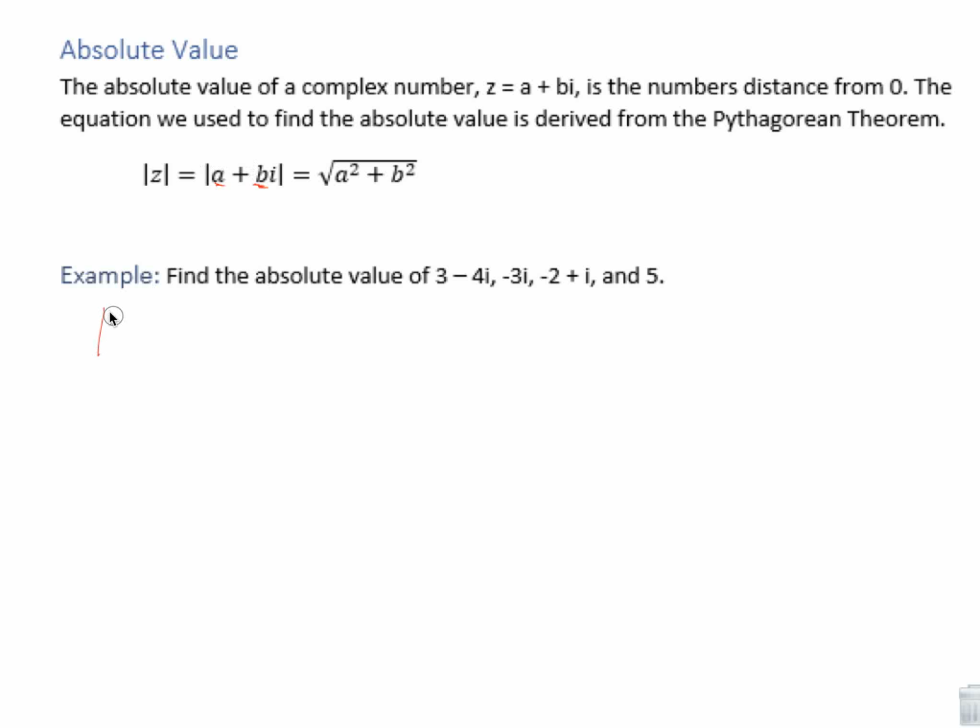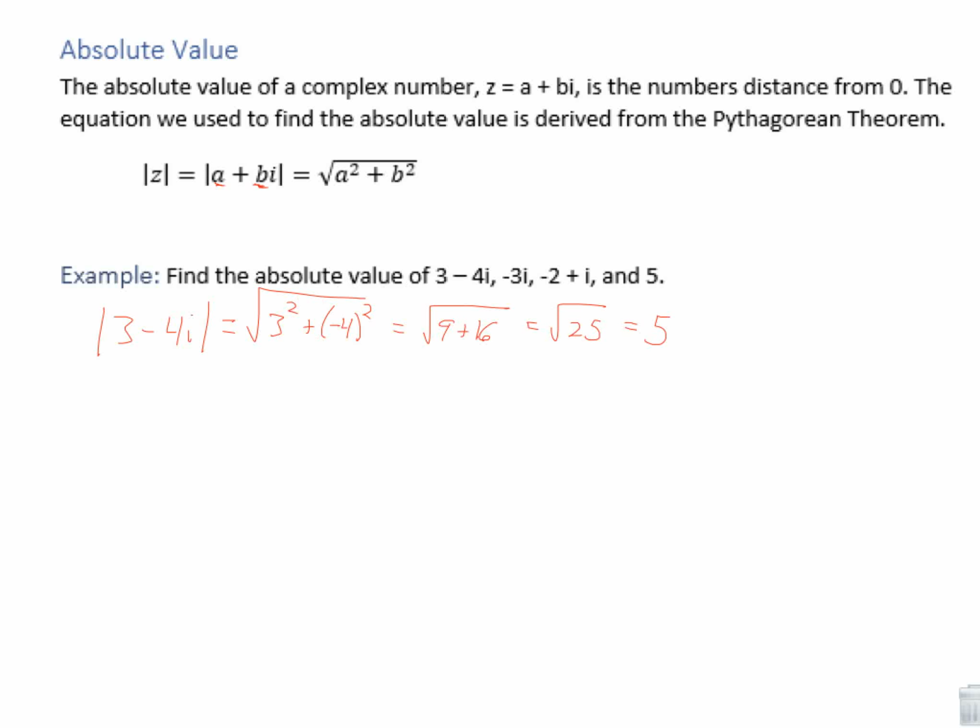So the absolute value of 3 minus 4i. By this up here, we can just do the square root of 3 squared plus -4 squared. Notice I don't put the i in there because i is not part of the imaginary part there. So we have 3 squared plus -4 squared. Well, this is 9 plus 16. 9 plus 16 is 25, so we have the square root of 25, which we know is 5. So the absolute value of 3 minus 4i is 5.